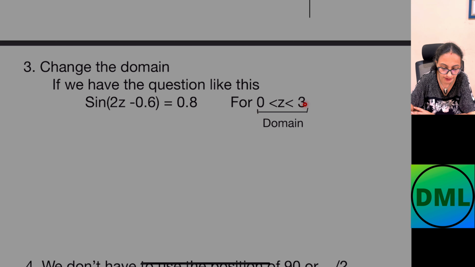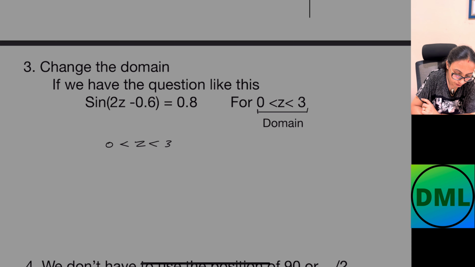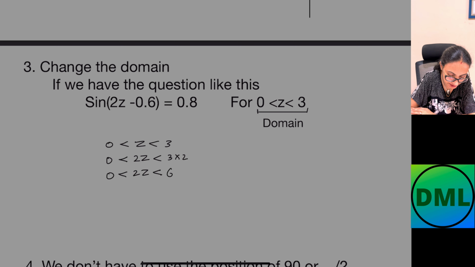This is our domain. We have to make the domain as 2z minus 0.6. Then we are able to get our proper domain in which we have to write down all the answers in the four quadrants. Let's do it here. If z is greater than 0, less than 3, 2z will be greater than 0, less than 3 times 2. 2z will be greater than 0, less than 6. 0 multiplied by 2 is 0. That's why we have written 0 and 6.